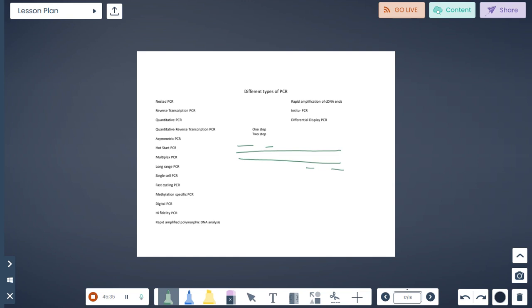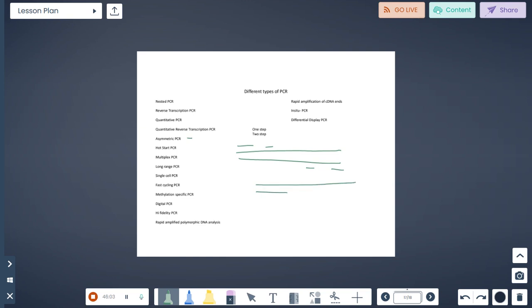Quantitative PCR means we have seen the TaqMan probe and SYBR Green. Using that we can do a quantitative PCR. Then quantitative reverse transcription PCR means again when the RNA is used as a template for quantification of the PCR product. Asymmetric PCR is the one which Sanger initially did.